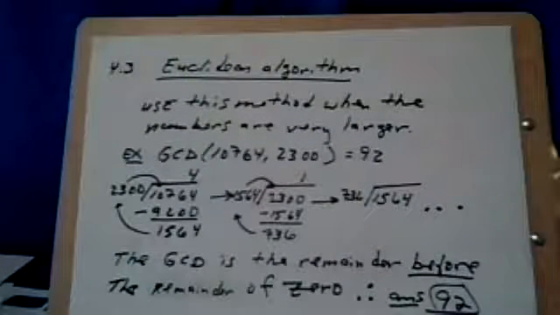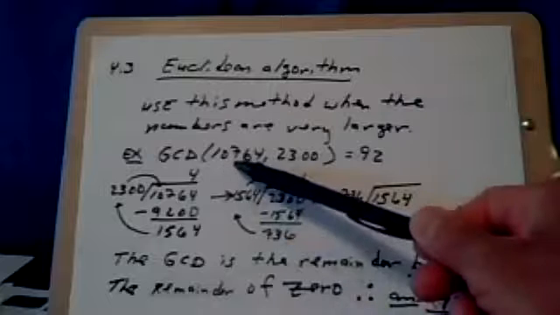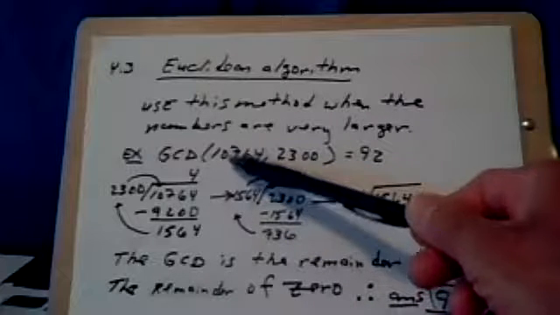The Euclidean algorithm is used to find a GCD of big numbers. Look at the big numbers, 10,764 and 2,300. The answer is 92, but let's see how we could find it using the Euclidean algorithm. So instead of using prime factorization, which would take very long because the numbers are very big, you use this method.